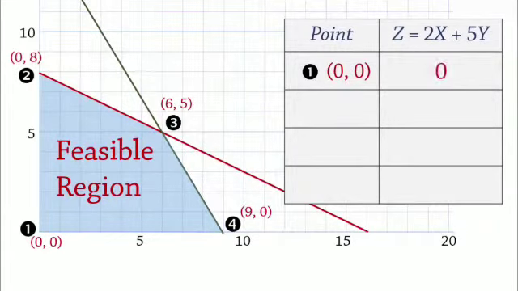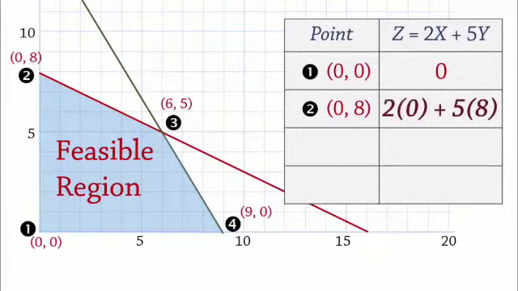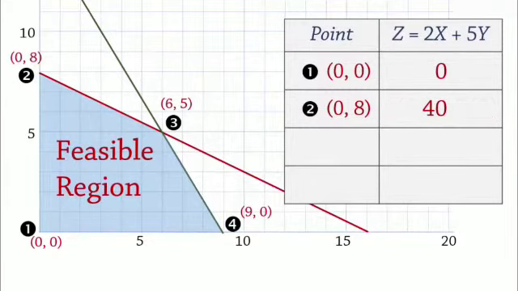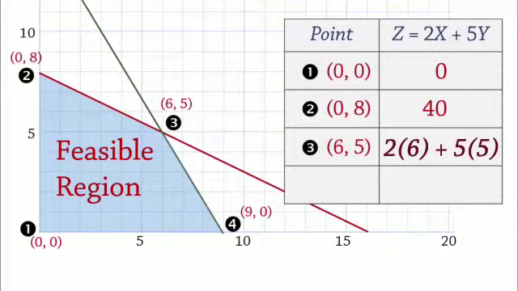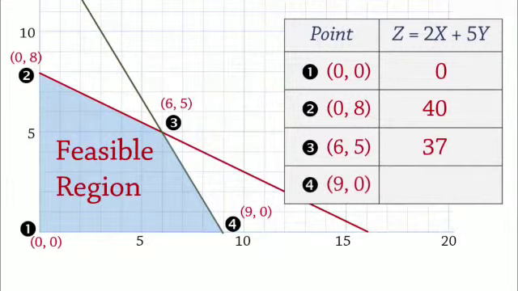And at point 2, we have (0, 8). So the objective function value is 2 times 0 plus 5 times 8, which equals 40. The coordinates at point 3 are 6 and 5. So z equals 2 times 6 plus 5 times 5, which equals 37. And finally, at point 4 with (9, 0), z equals 2 times 9 plus 5 times 0, which gives 18.